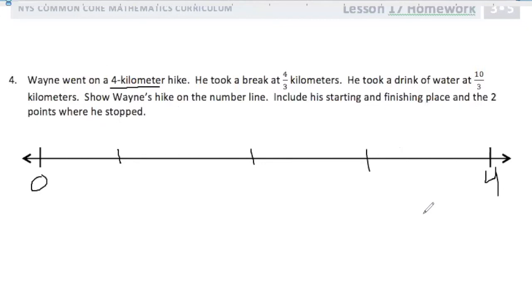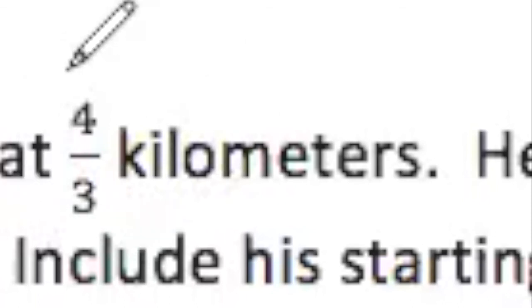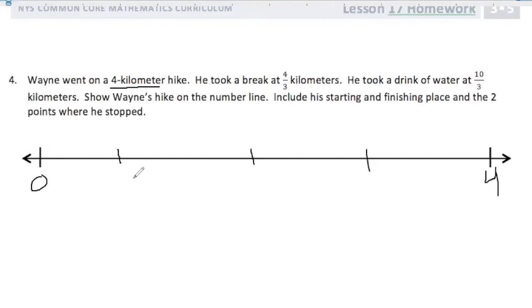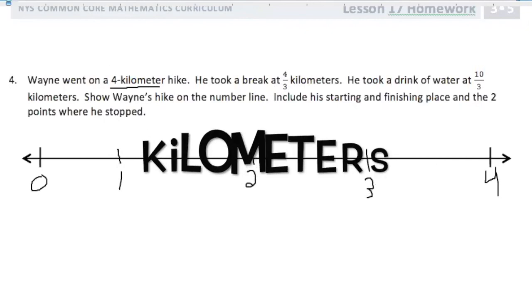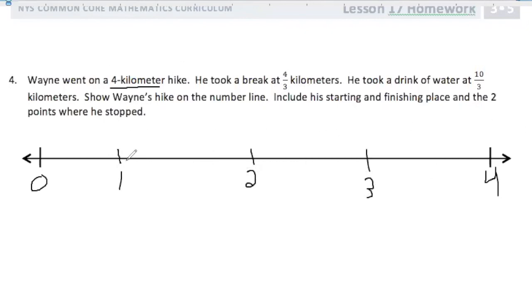Okay. Now, it says he took a break at 4/3 kilometers. So when we look at this fraction, the whole number line is going to be split into 3 parts. And we have to find where 4 would come across on the number line. So this is going to be 1, 2, 3, and they're all going to represent kilometers. 1 kilometer, 2 kilometers, 3 kilometers, and 4 kilometers. That's where we have to get.